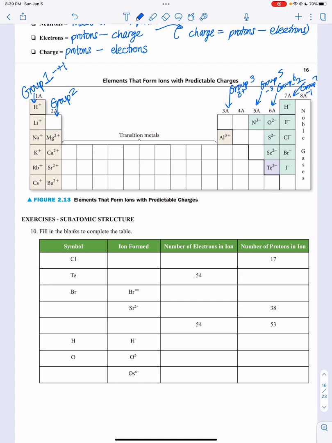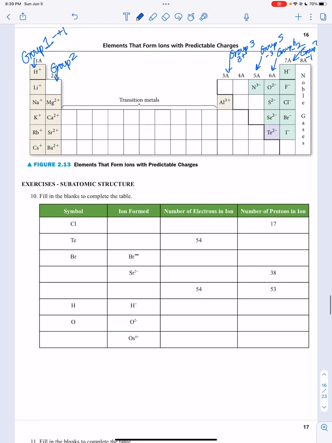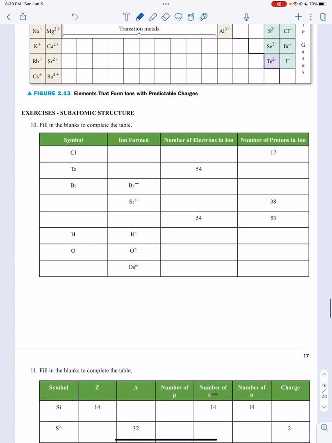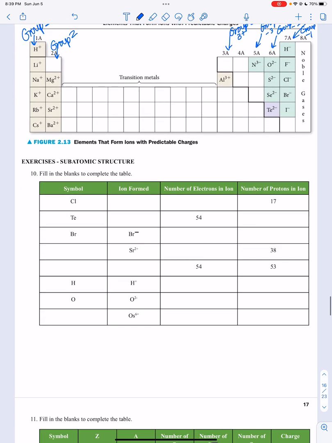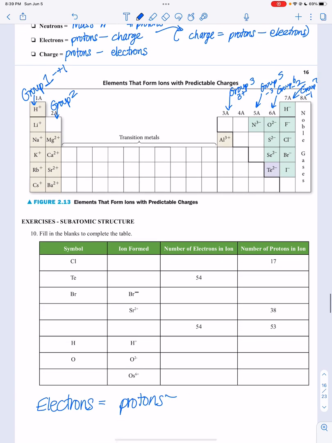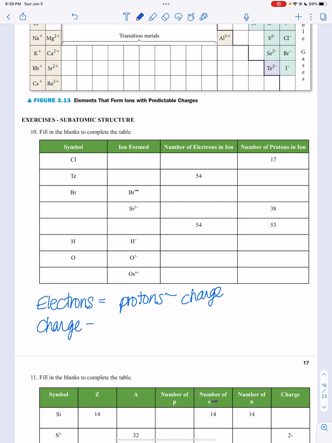Alrighty, with that being said, hopefully use this video. Sorry about a little bit of the mistalking. I know what I'm doing. It's just that sometimes you switch up the signs a little bit. With this helpful information about summarizing, I'd like you to complete exercise 10 and 11 by filling in this table. Remember, just to make sure I fix what I misspoke, electrons are protons minus the charge. And then charge is protons minus electrons.